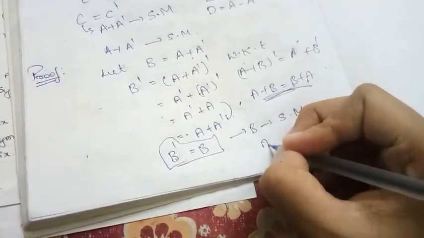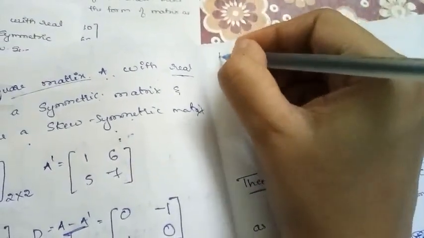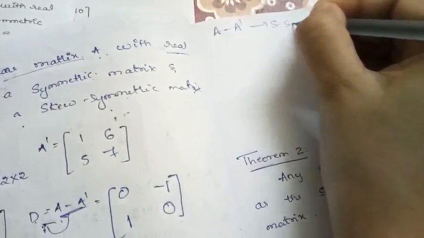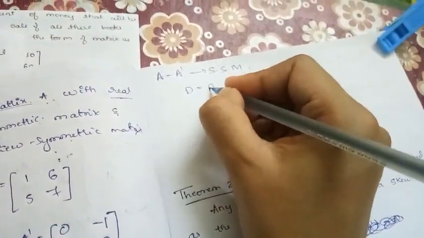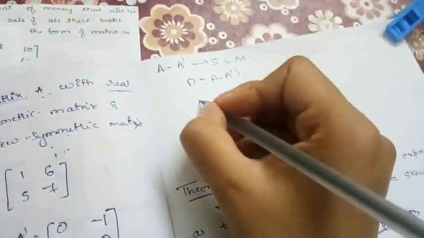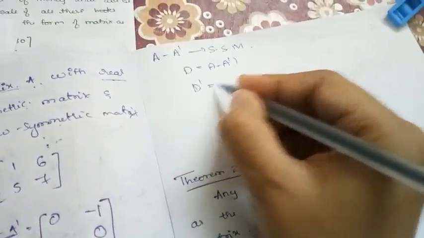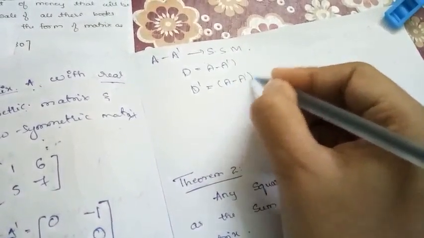What is the matrix B? It is nothing but A plus A transpose. So A plus A transpose is a symmetric matrix. Similarly, now I am going to prove that A minus A dash is a skew symmetric matrix. So again here I am denoting the matrix A minus A transpose by matrix D, and I will take the transpose on both sides. So that is D transpose is equal to A minus A transpose whole transpose.